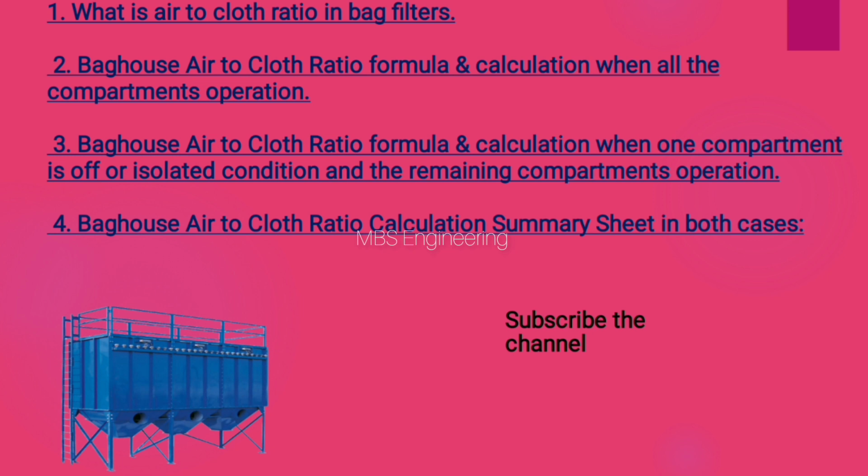First topic, what is air to cloth ratio in bag filters? Second topic, baghouse air to cloth ratio formula and calculation when all the compartments are in operation. Third topic, baghouse air to cloth ratio formula and calculation when one compartment is off or isolated and the remaining compartments are in operation. Fourth topic, baghouse air to cloth ratio calculation summary sheet in both cases, like all the compartments in operation and one compartment off or isolated.